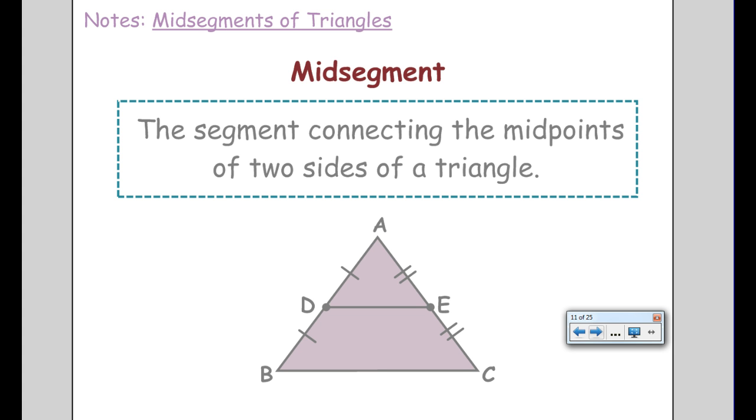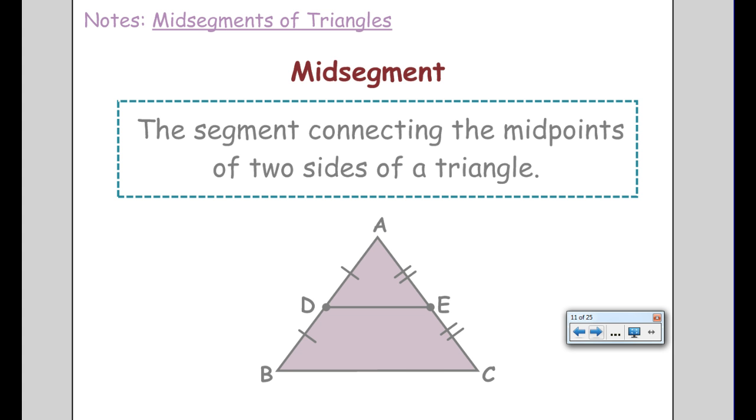Go ahead and write this definition down in your notes. This is what a midsegment really is. We are skipping that top box. I'm not making you do 1, 2, and 3. You may skip those and go on to midsegment. It is the segment connecting the midpoints of 2 sides of a triangle. So if you find a midpoint and you connect the dots, you have made a midsegment. That's what a midsegment is. It's like a midpoint, except it's a segment, not a point.